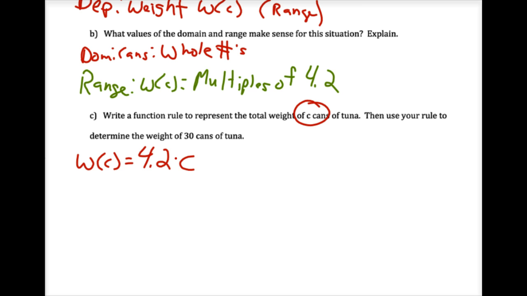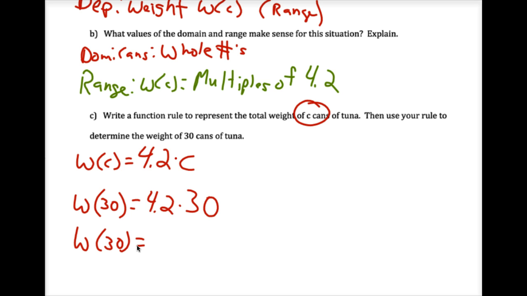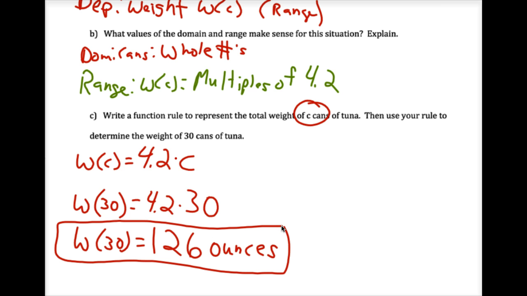What if we buy 30 cans of tuna? That's a lot of tuna. So we're going to find W of 30. Remember, we plugged that value in for C. It's going to be 4.2 times 30. Definitely need your calculator there. Somebody tell me the weight of 30 cans. Label it. 126 what? Ounces. Hope it's not 126 pounds of tuna. That would be weird. It's in ounces. It's 7.88 pounds.